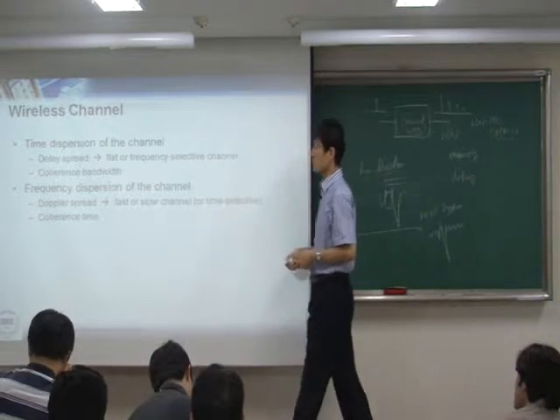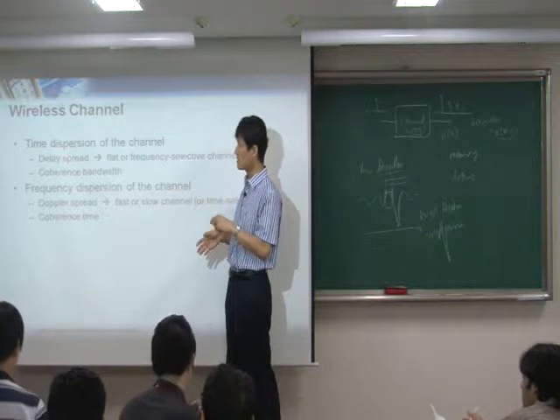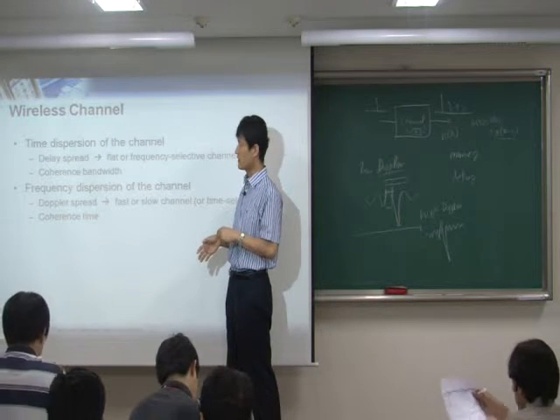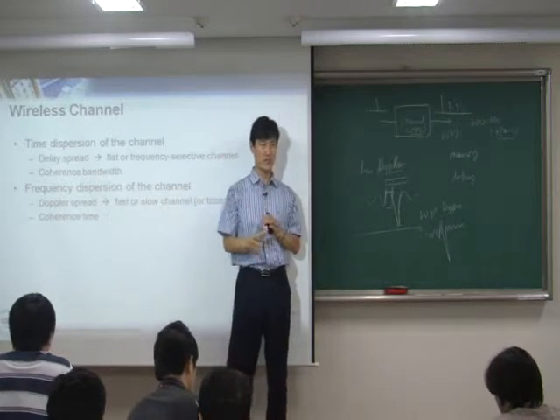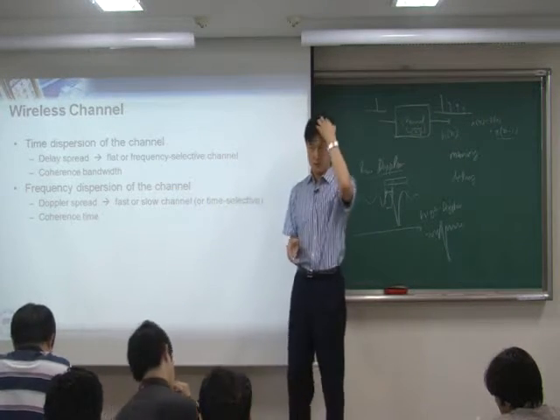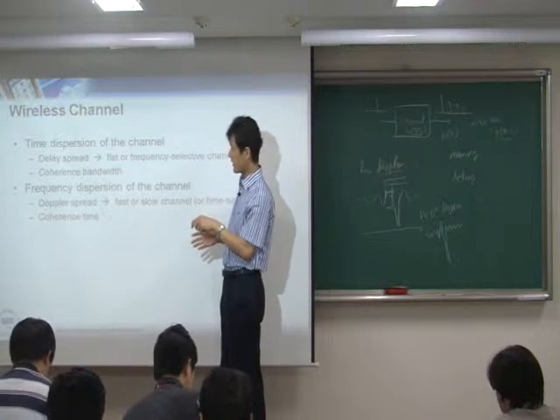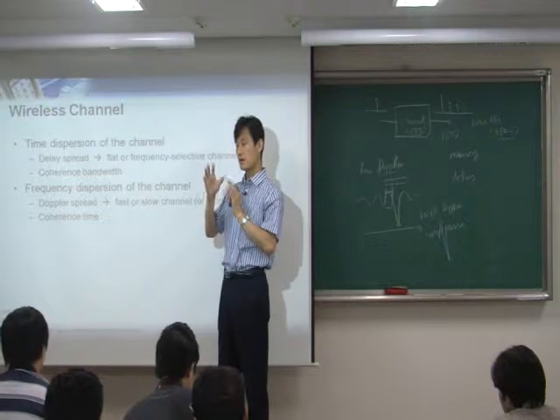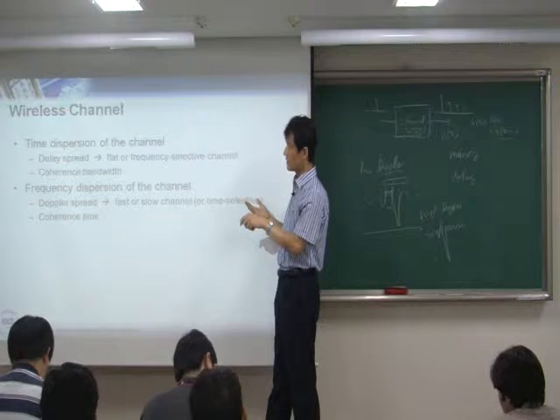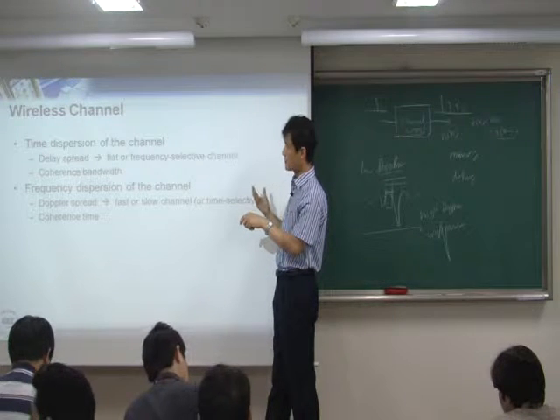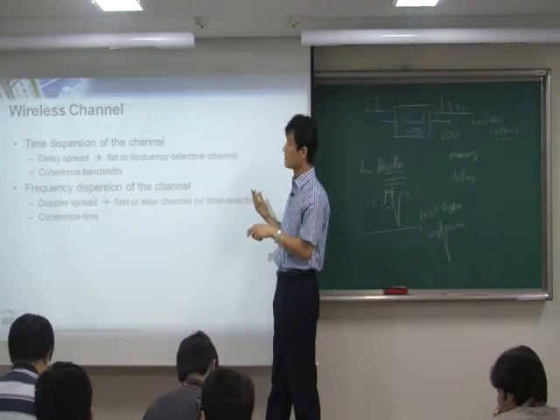So far, what we talked about is, first, the time dispersion of the channel, and second, the frequency dispersion of the channel. All these things are what we call small scale fading. Small scale fading. So we have delay spread because of the multipath. And when you have a multipath and a delay spread, that will cause some fluctuation in the frequency domain. So we need to think about coherence bandwidth.